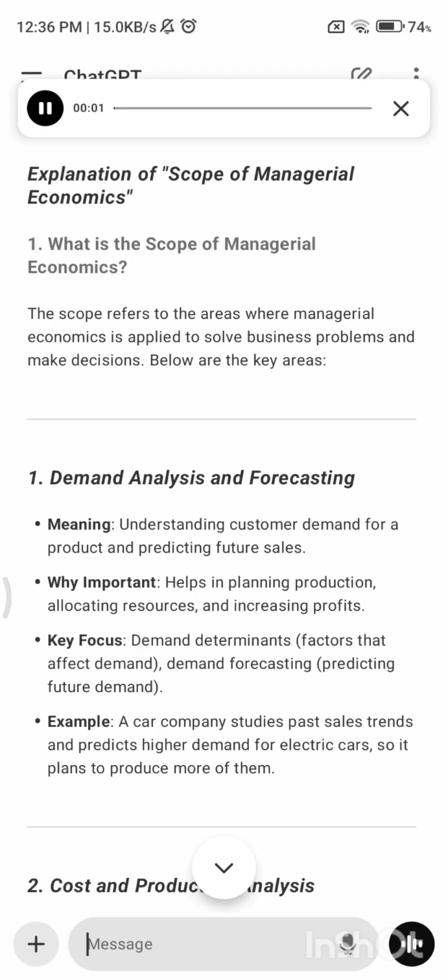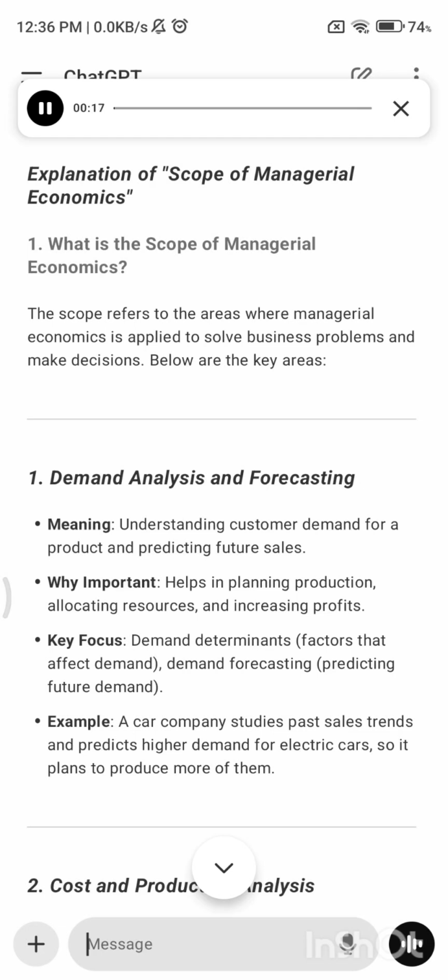Scope of managerial economics. 1. What is the scope of managerial economics? The scope refers to the areas where managerial economics is applied to solve business problems and make decisions. Below are the key areas.